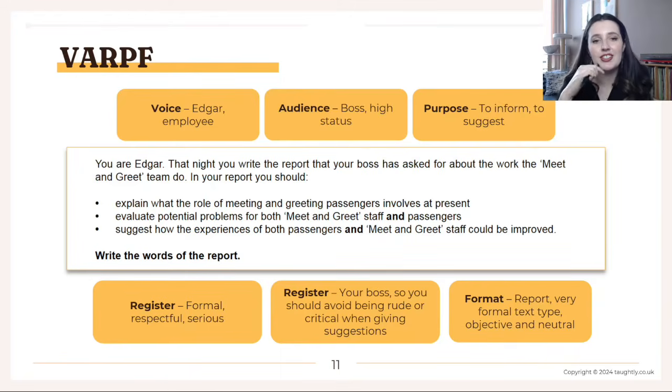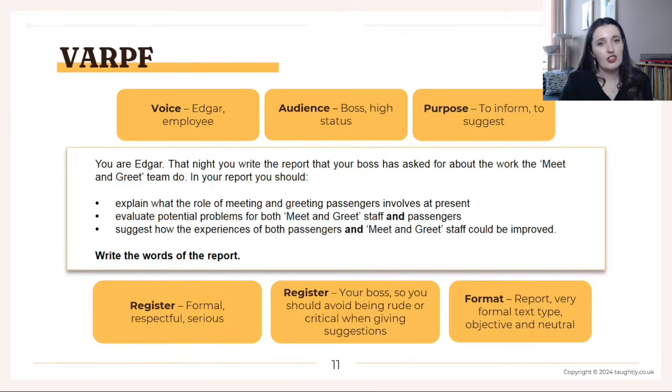Who is the audience? The boss, your boss. So someone who is high status. The purpose: to inform and to suggest. You're informing about what the current situation is and you're suggesting improvements. The register, therefore: formal, respectful, serious. Right, this is your boss, so you should not be rude or overly critical when giving suggestions. You need to be very, very neutral.